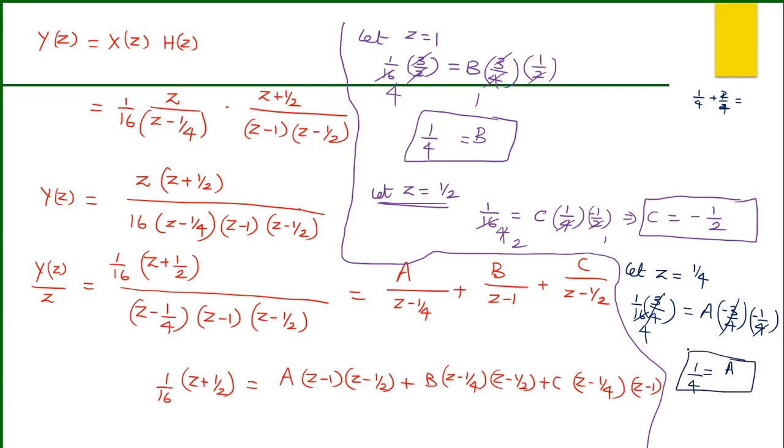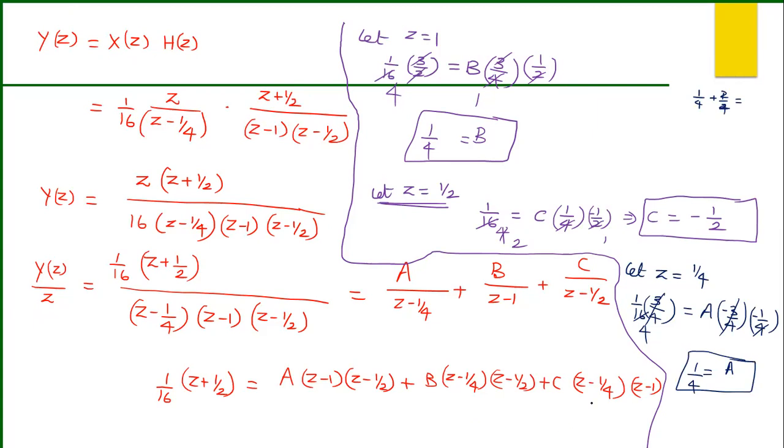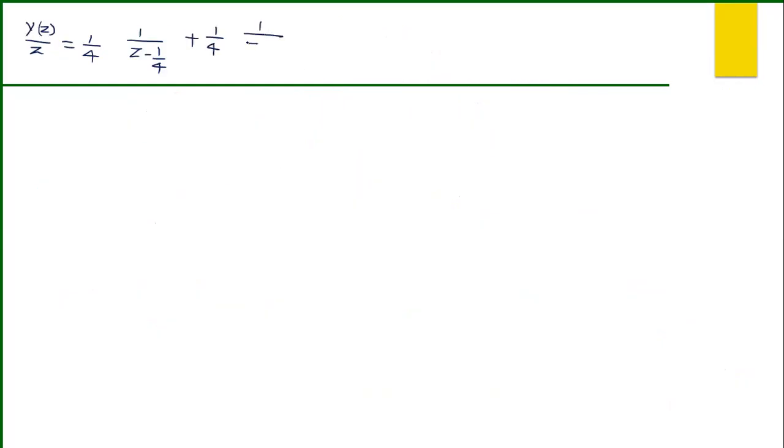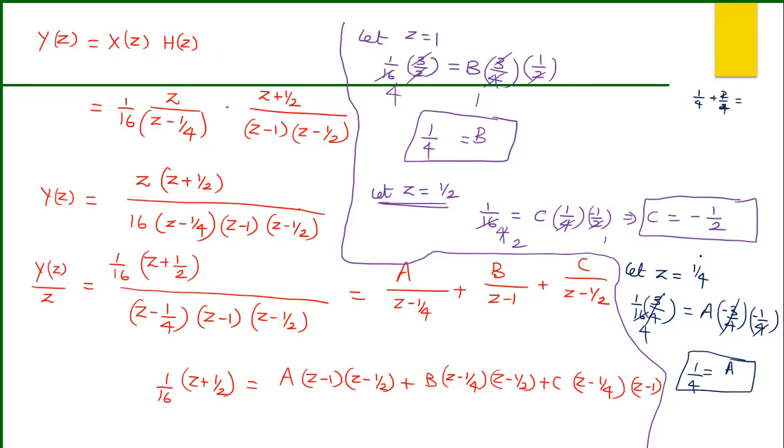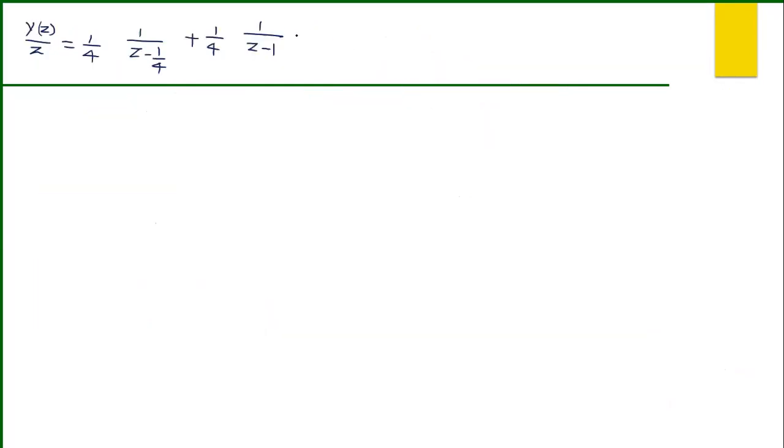Now, you need to find the coefficients A, B, C. Then you substitute in this expression, that is Y of z by z. What did we get? Y of z divided by z equals: what is the A value? 1 by 4. 1 by 4 into 1 by z minus 1 by 4, plus, what is the B value we got? B value is 1 by 4 again, 1 by 4 into 1 by z minus 1. Then what is the C value we got? Minus 1 by 2, into 1 by z minus 1 by 2.